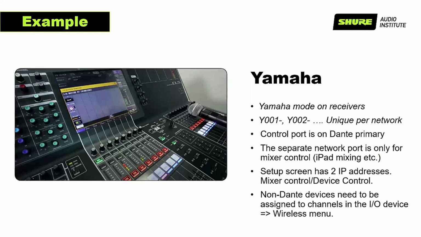If, for example, you've got a QLXD and you don't have Dante, then there is a wireless menu where you need to assign each receiver to its particular channel. So you will need to manually say, my stage block input 22 is actually this particular QLXD receiver, to match the information of the receiver to the channel.